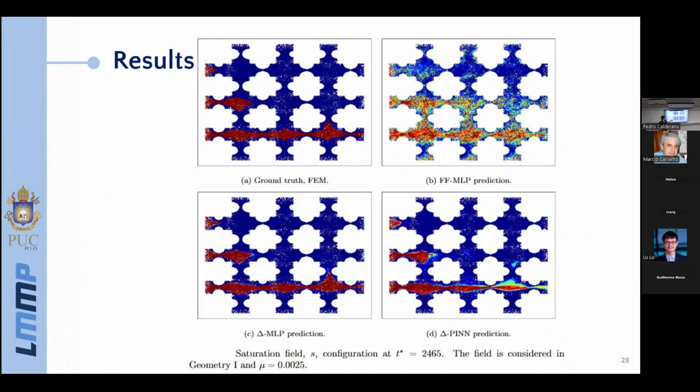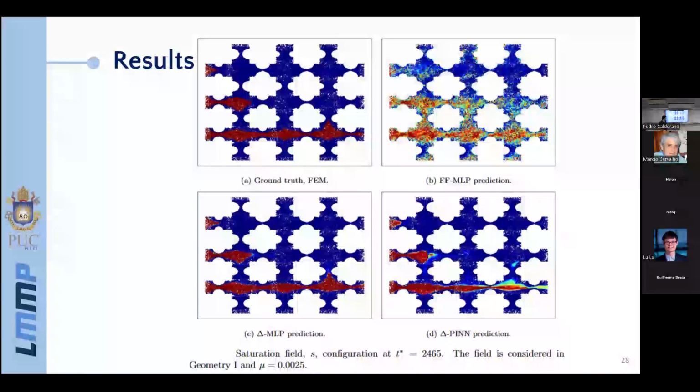And for all fields that I'm showing here, I have the configuration of the non-dimensional time of 2,465 and geometry 1 with the viscosity of the invading fluid as 0.0025. In panel A, I have the finite element method, the ground truth. In panel B, I have the prediction of the Fourier feature MLP. We can see that this prediction is noisy, so it's not a good prediction.